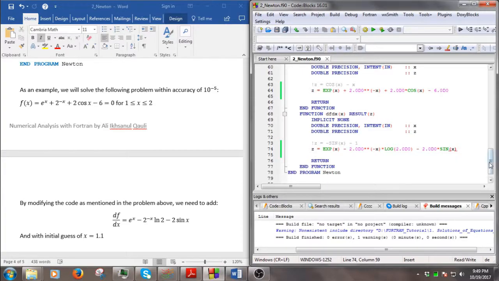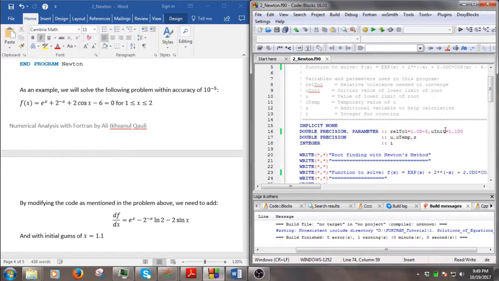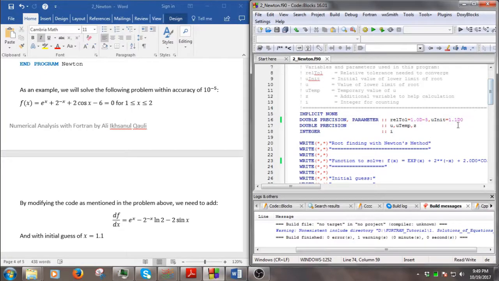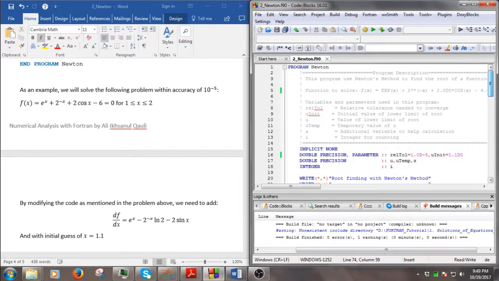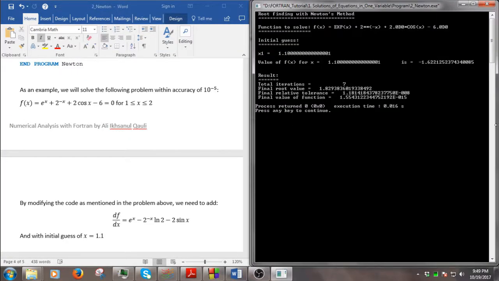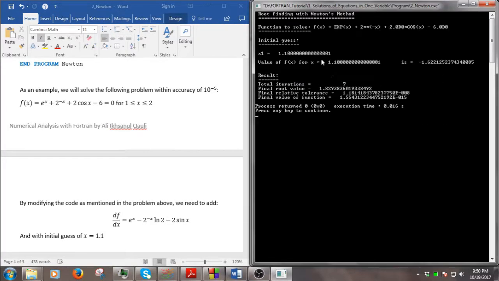And let's take a look at the relative tolerance and the initial condition. The initial guess, and let's run the code here, and this is the result. So our initial guess is 1.1. Oh, we have this one. What is this? We already put a good value here.